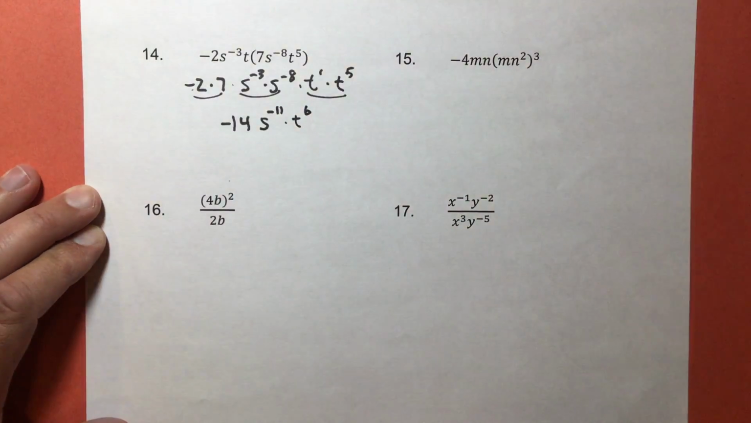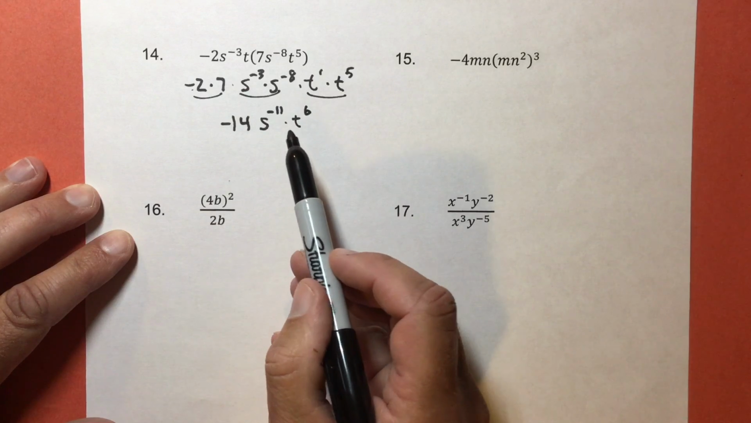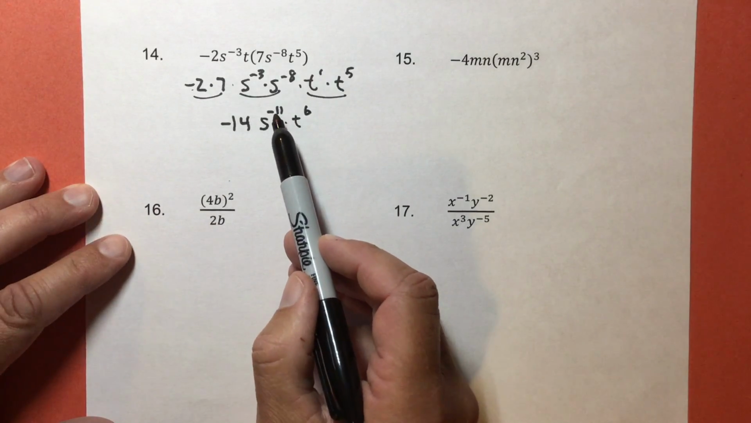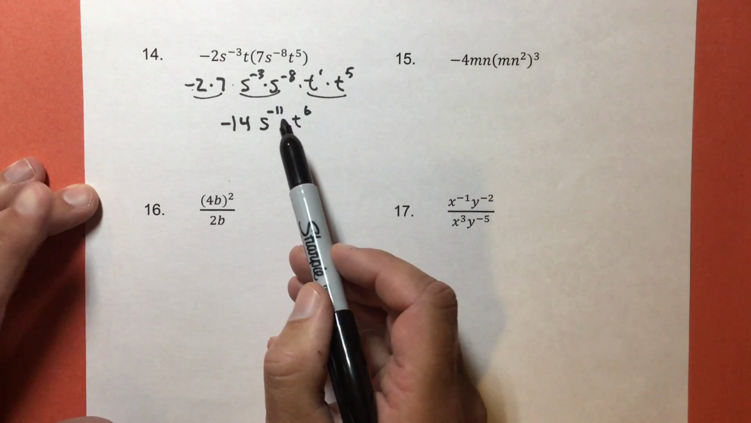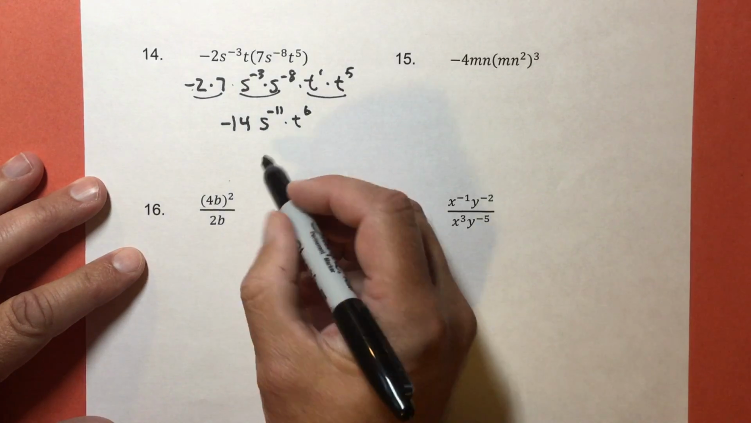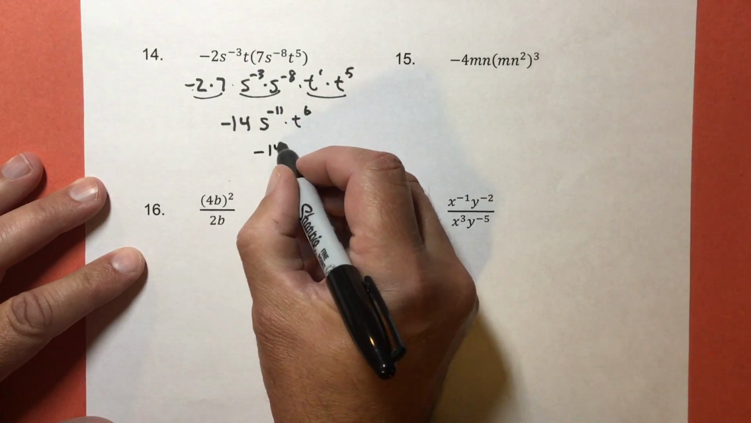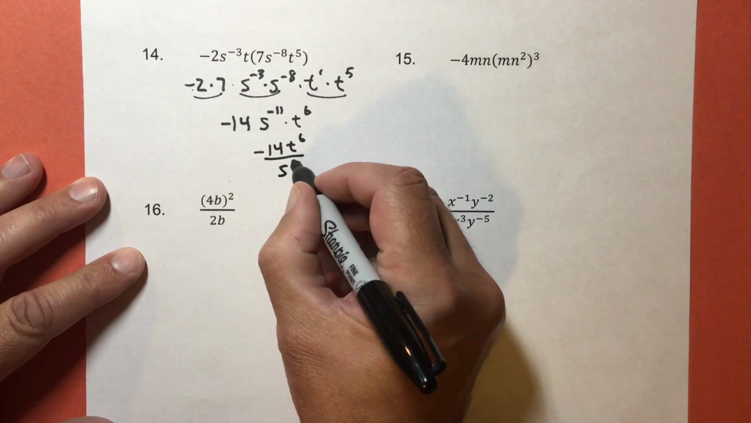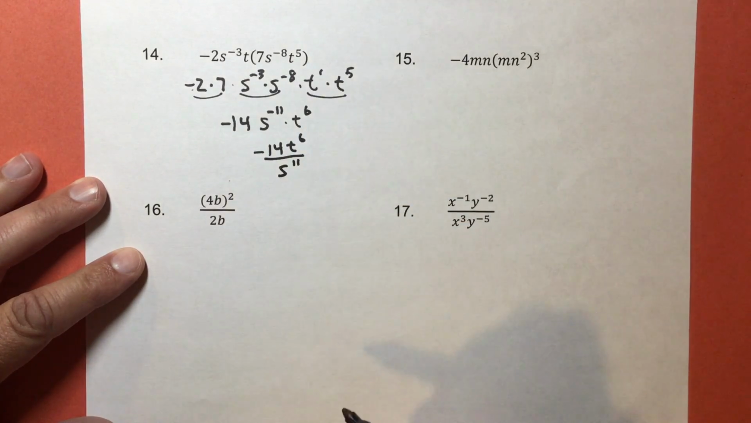And like I said in one of the previous problems, simplified form means that one of the things to simplify is no negative exponents. There's nothing wrong with negative exponents, it's just not simplified. So the final step would be negative 14 t to the 6th power and s to the positive 11 power in the denominator.